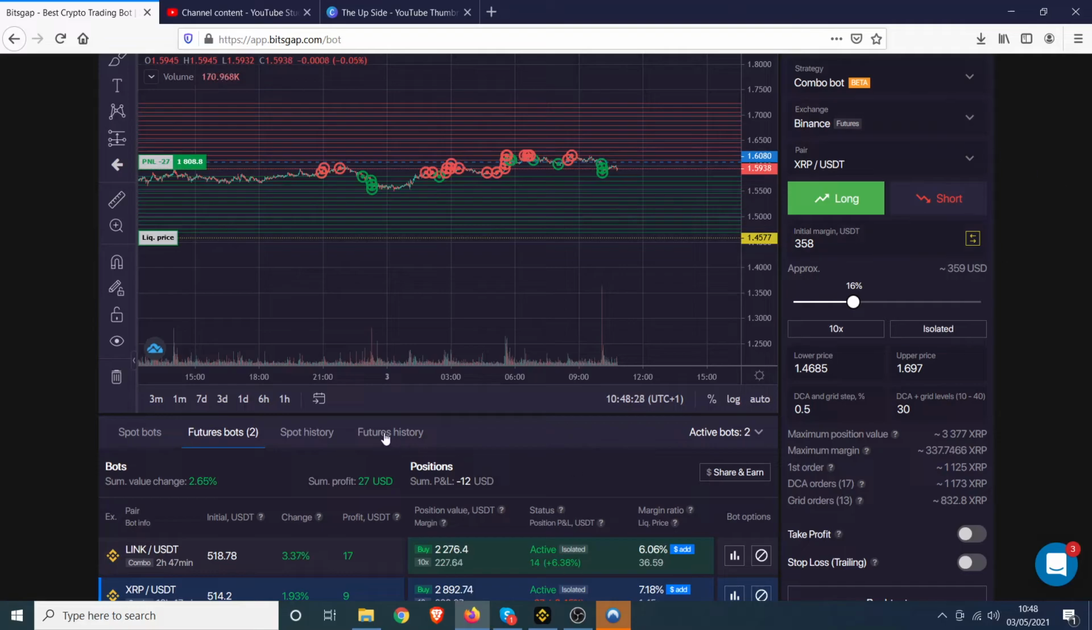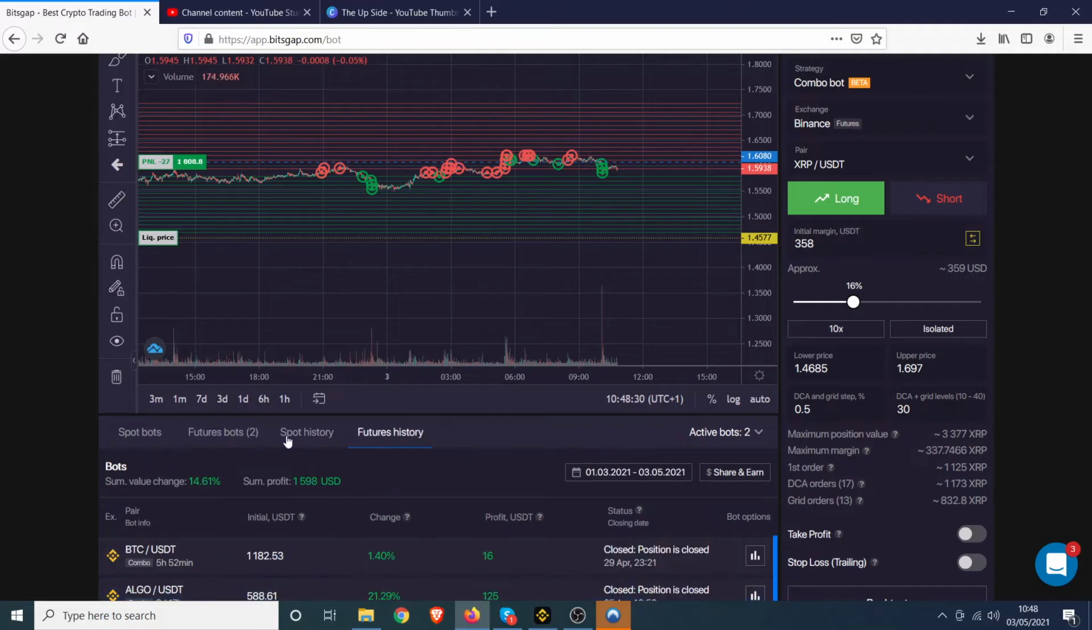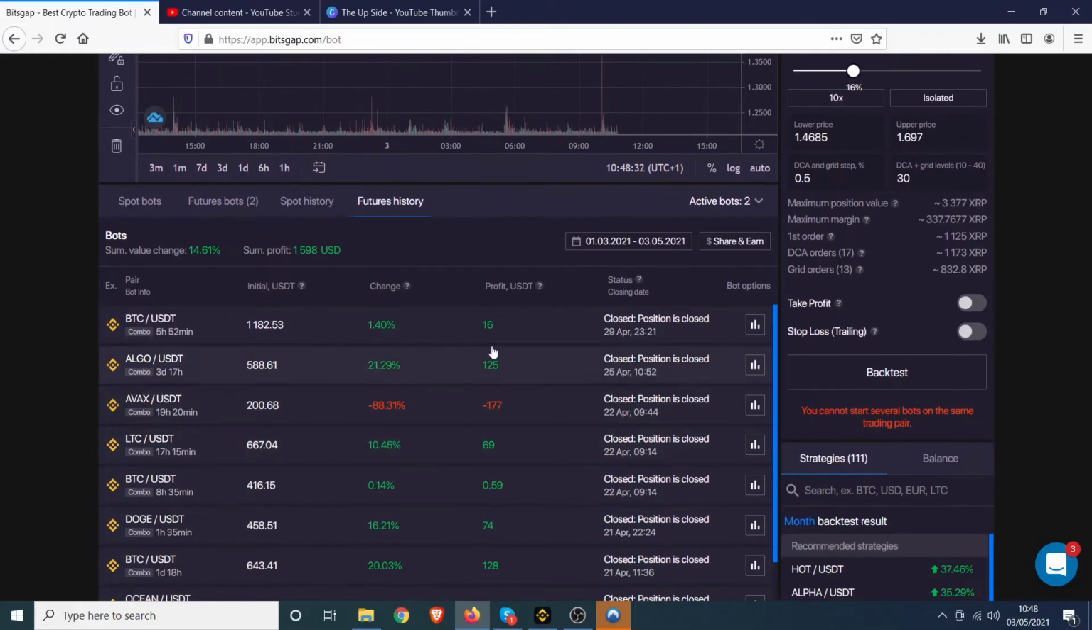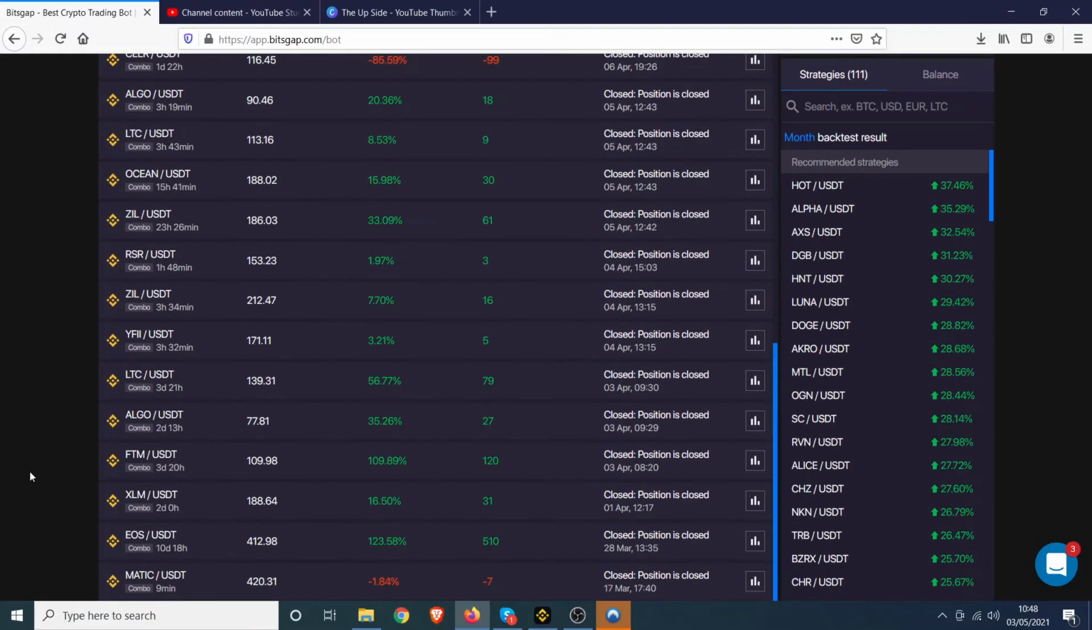So let me just show you my futures history since I've had this going on. I've been going since about mid-March, and I've had a decent degree of success. Each one of these bots, obviously in the green, is trades that I've made and trades that I've won. But I have been wrecked on some of them. Look, I lost my very first trade here. I lost $7 on it.